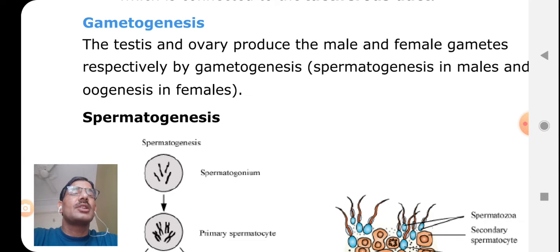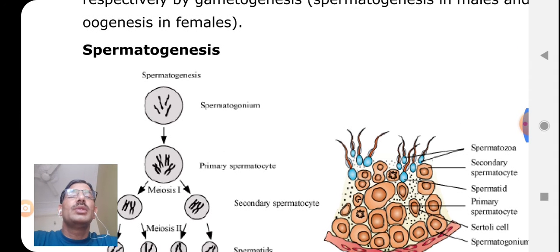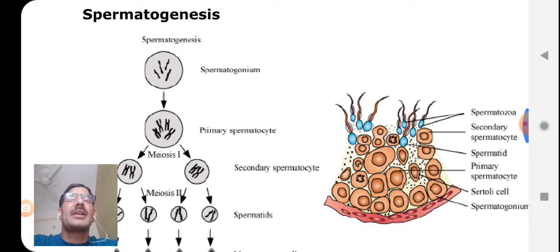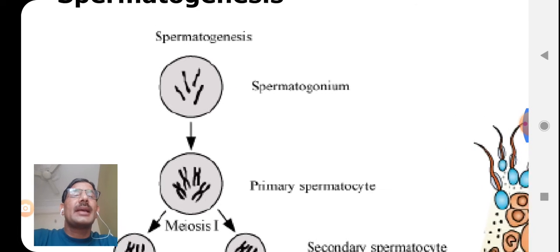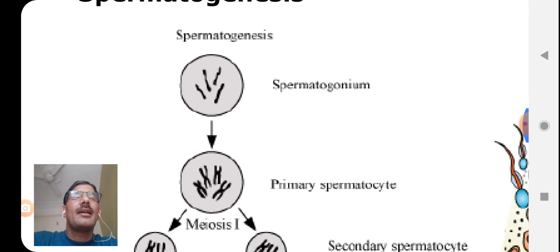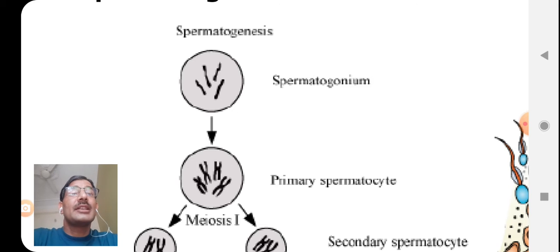In males it is called spermatogenesis, and in females it is called oogenesis. So first we take spermatogenesis. Inside the testis there are seminiferous tubules. Seminiferous tubules lining consist of two types of cells, spermatogonia and Sertoli cells. That spermatogonia produce male gamete.